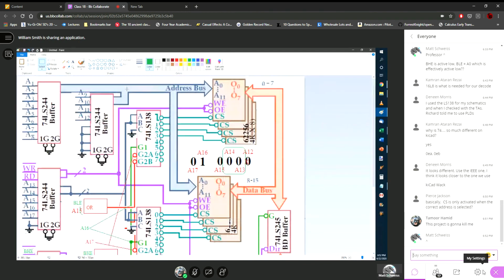Yes. So is 1 bank both a high and low? Is that the idea here? So 1 bank is 16 bits wide. So yes, I use 8 data bits here and 8 data bits here. This one has data bits 0 through 7. This handles data bits 8 through 15.